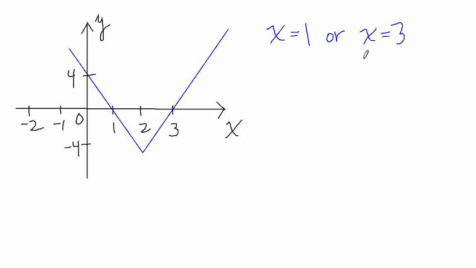Okay? If you wanted to know what the y-intercept was, you can get that from the graph. That occurs at the point with y equal to 4. And furthermore, if you wanted to know x values that corresponded to function values less than 0, function values less than 0 correspond to x values between 1 and 3. Okay?